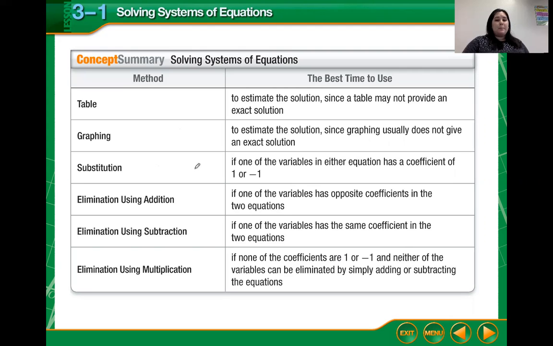Substitution. This almost always works, so you shouldn't have to worry about it. It's really great if one of the variables is already at 1x, just an x or just a y, or even just a -x or a -y. Elimination and substitution pretty much always will work, especially if you're using multiplication. Addition works if you already have a set of coefficients that are opposite for a term. Subtraction is if you have the same coefficient for a term.